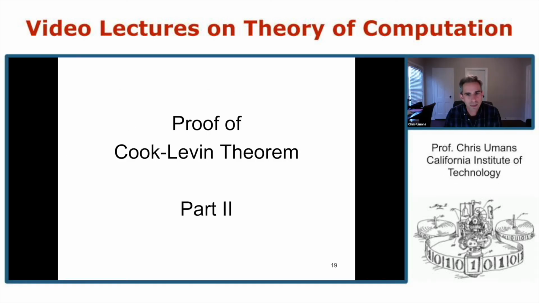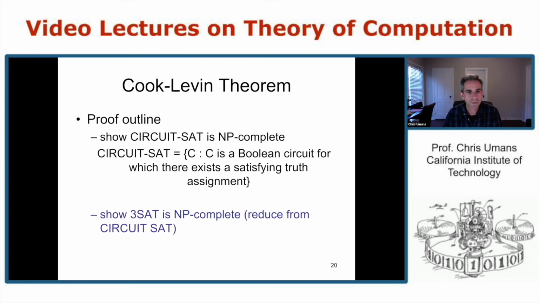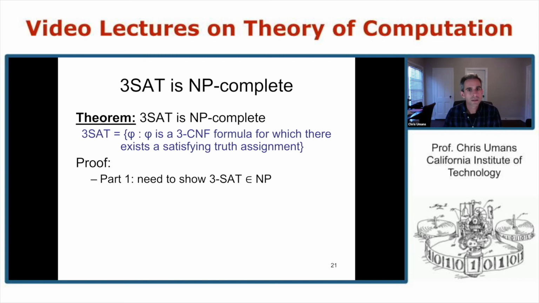Now for the second part, we're going to show that 3-SAT is NP-complete, and we'll do it by reducing from circuit SAT. This was the two-part proof outline that I mentioned before. We finished showing that circuit SAT is NP-complete. We're now trying to show that 3-SAT is NP-complete, and we'll reduce from circuit SAT. Okay, so 3-SAT is NP-complete.